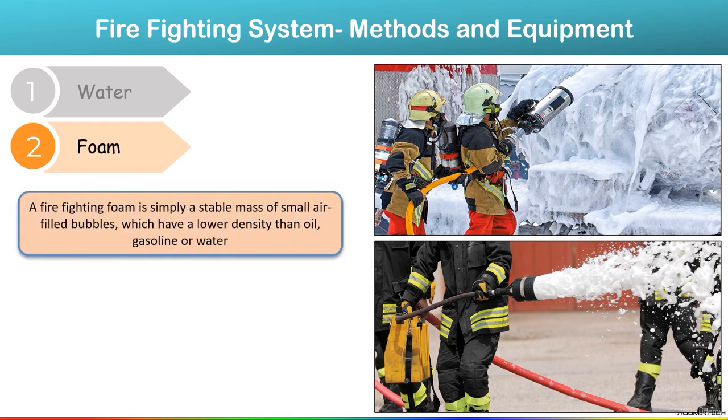Generally, a firefighting foam is simply a stable mass of small air-filled bubbles which have a lower density than oil, gasoline or water. So remember, the density of this foam is lower than oil. That is why you can easily extinguish fire with the help of this foam, because the density of oil and gasoline are higher than foam.